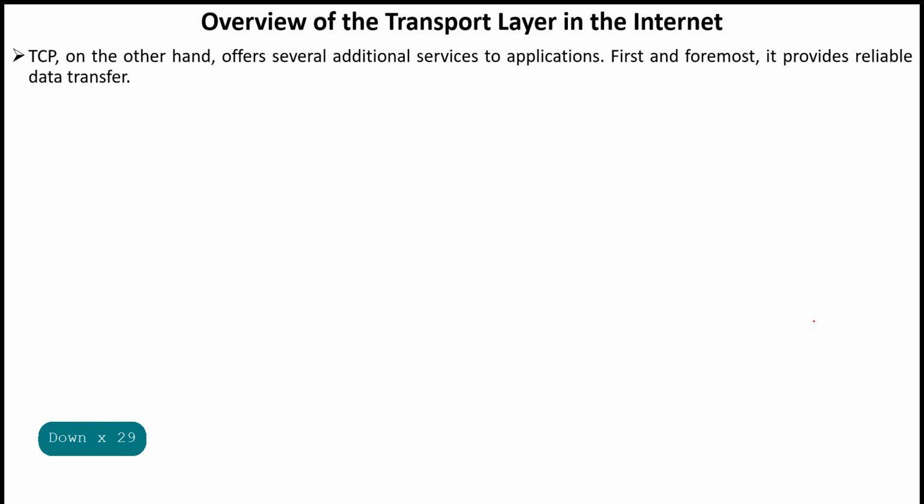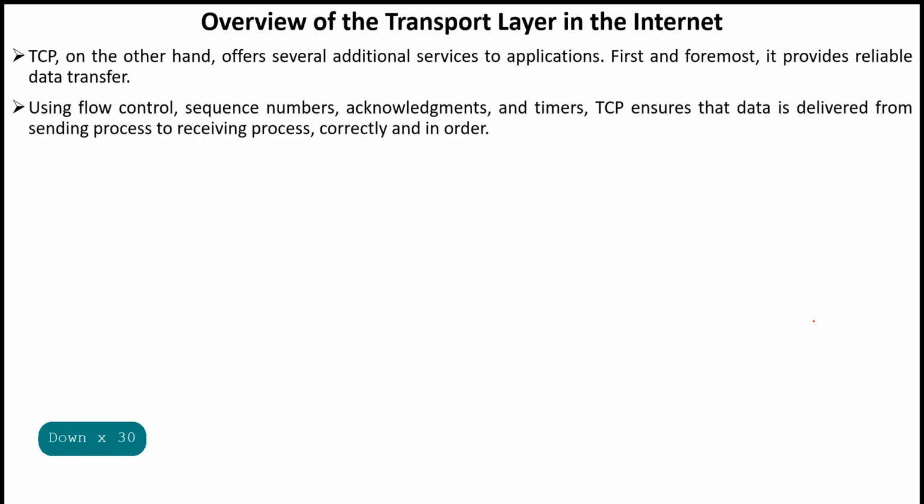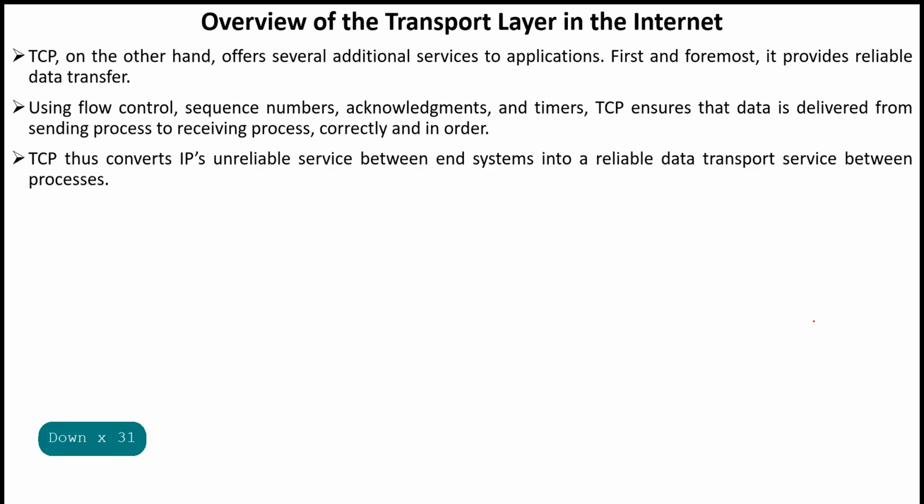TCP, on the other hand, offers several additional services to applications. First and foremost, it provides reliable data transfer. Using flow control, sequence numbers, acknowledgements, and timers, TCP ensures that data is delivered from sending process to receiving process correctly and in order. TCP thus converts IP's unreliable service between end systems into a reliable data transport service between processes. And TCP also provides congestion control.